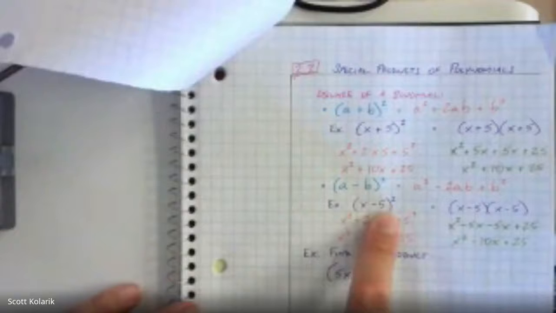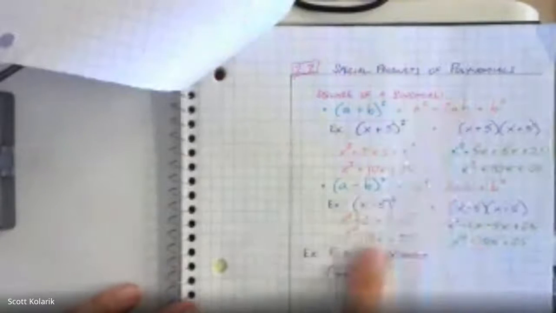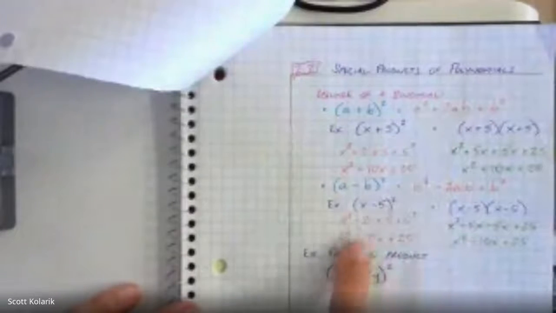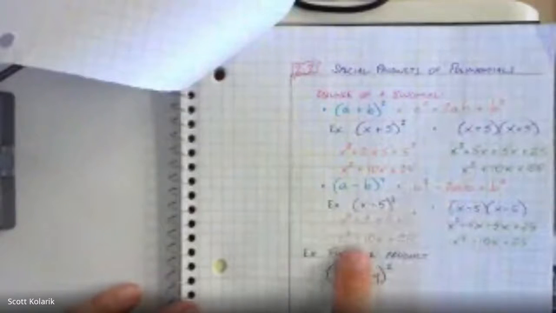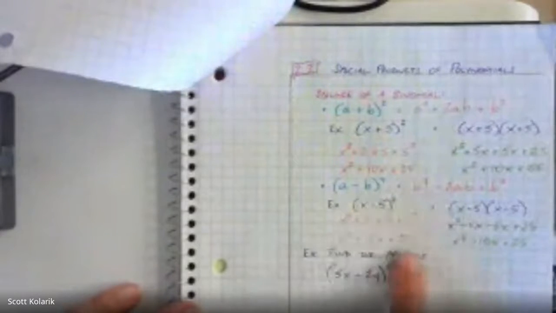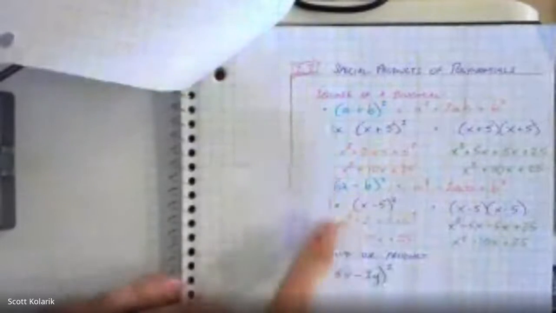I get 5x, double it, that will be my middle term. So 10x. Just remember that in this case, because there's a minus there, there'll be a minus here. Okay. And finally, my last term squared is 25. All right. So these are the techniques that the textbook teaches you to do for these special products, namely squares of a binomial, whether it's plus or minus. These are the structures it teaches you to use.